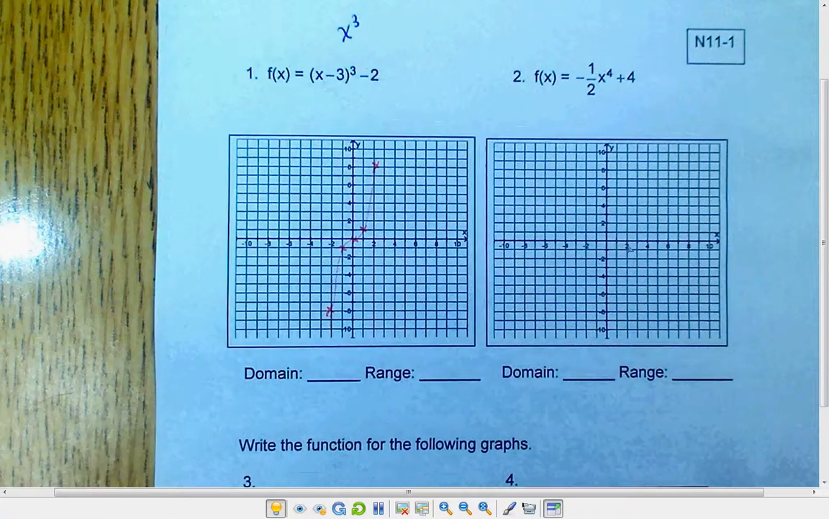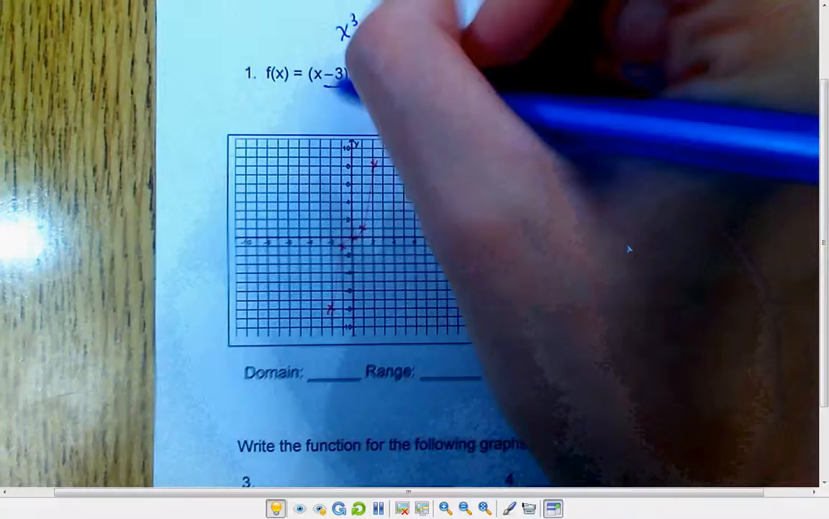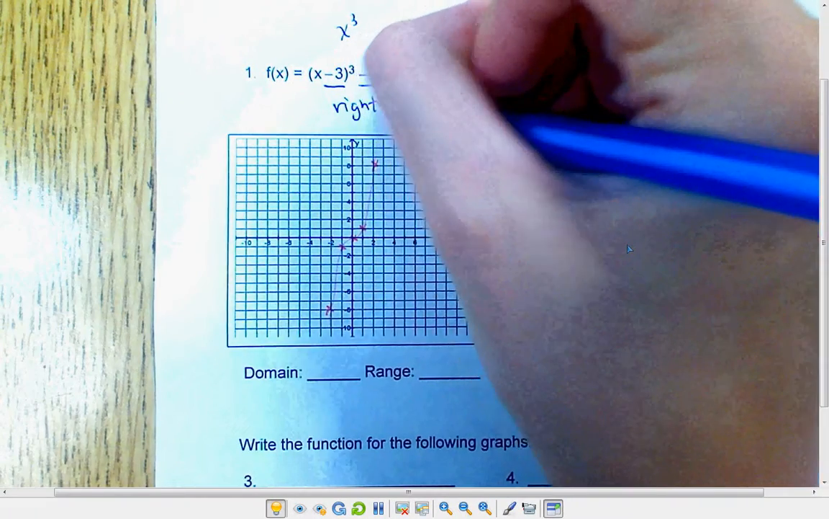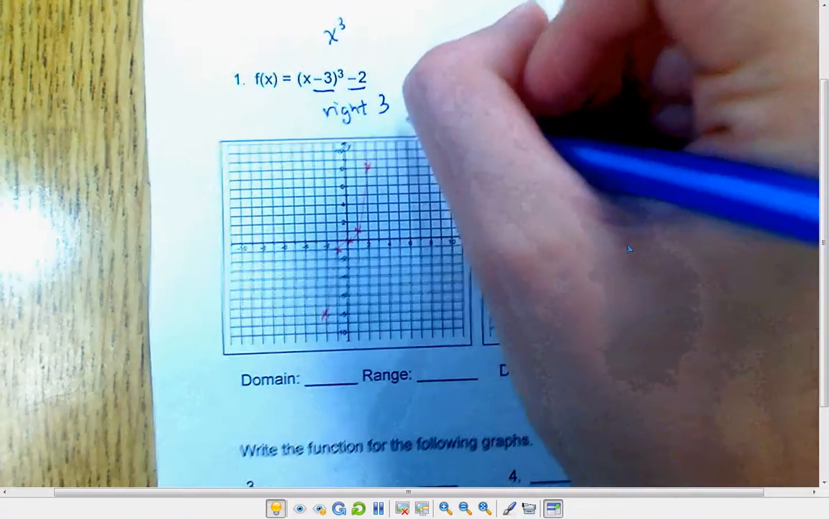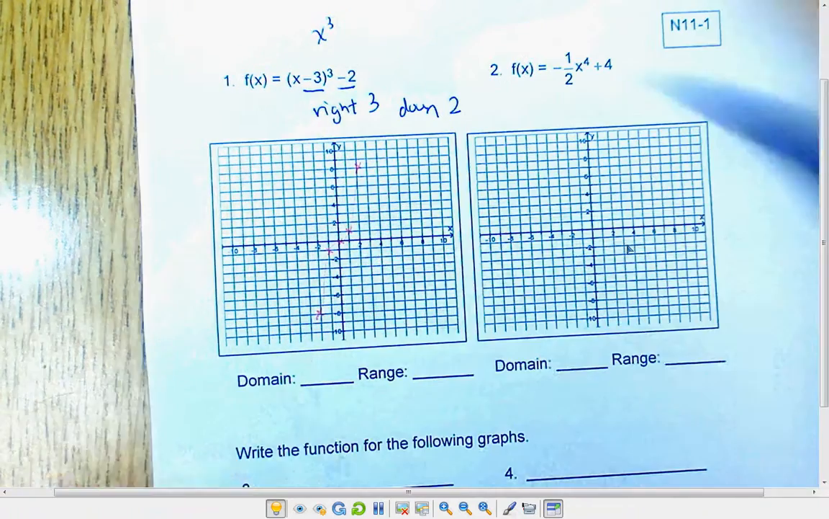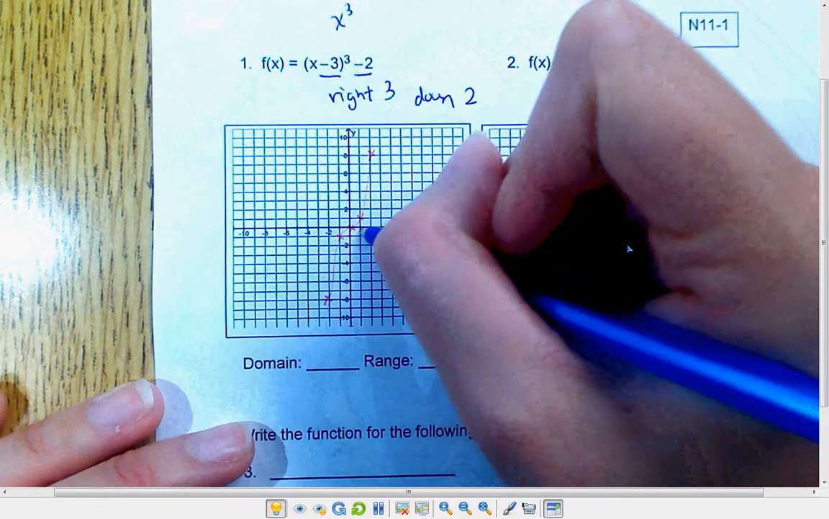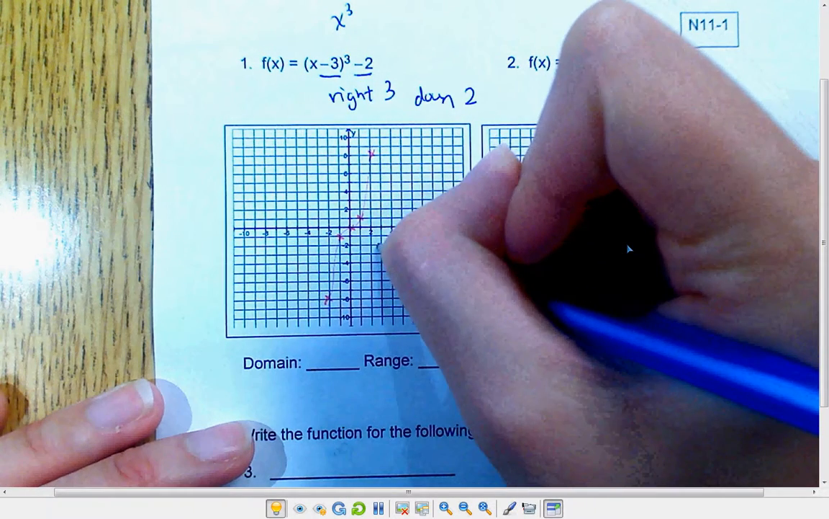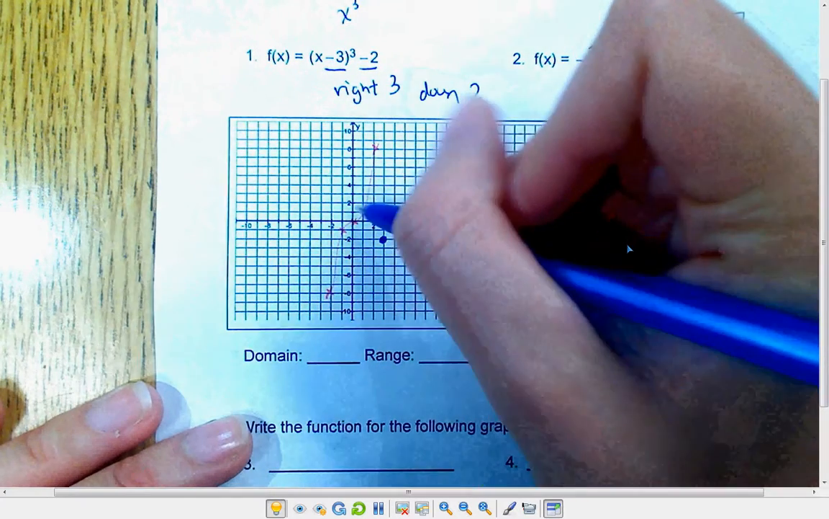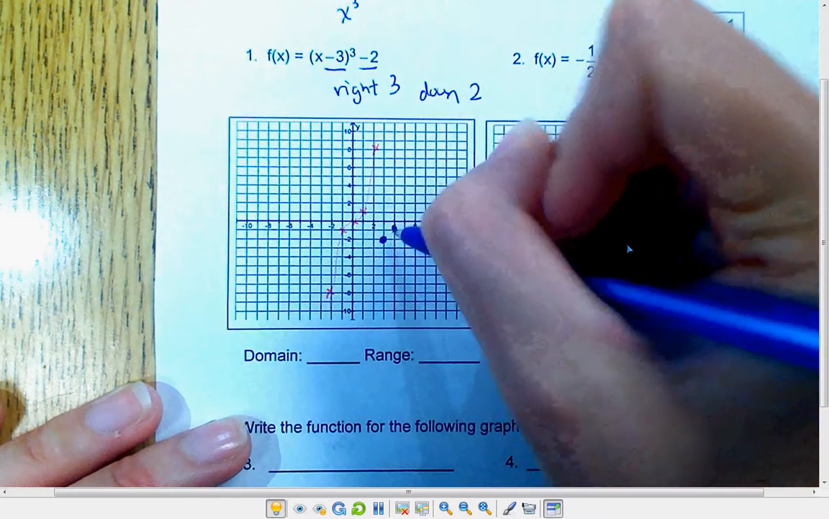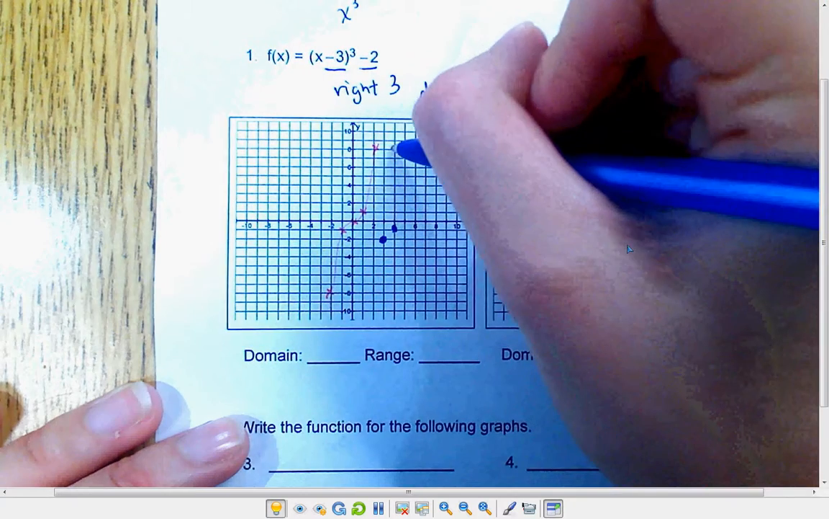What has happened to this transformation? The -3 on the inside means I've moved to the right 3. -2 on the outside means I moved down 2. So this tells me all of my points have just been moved. Right 3, 1, 2, 3, down 2. So this is my new 0, 0, my new origin, and all my points should look like they've moved. Right 3, down 2, right 3, down 2.